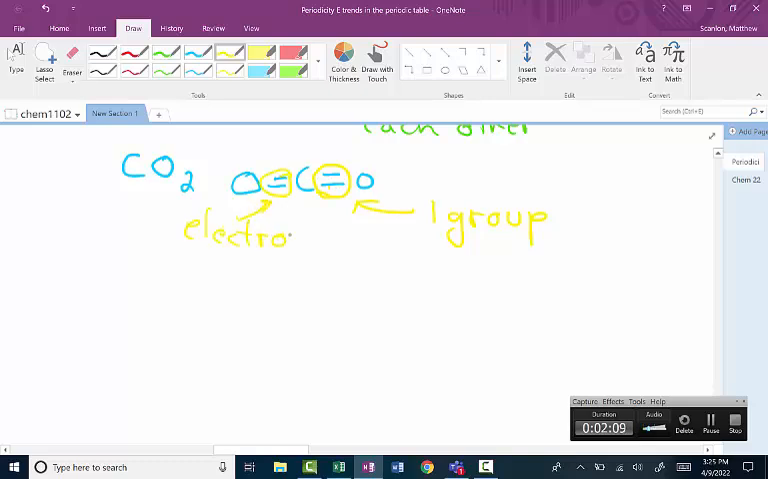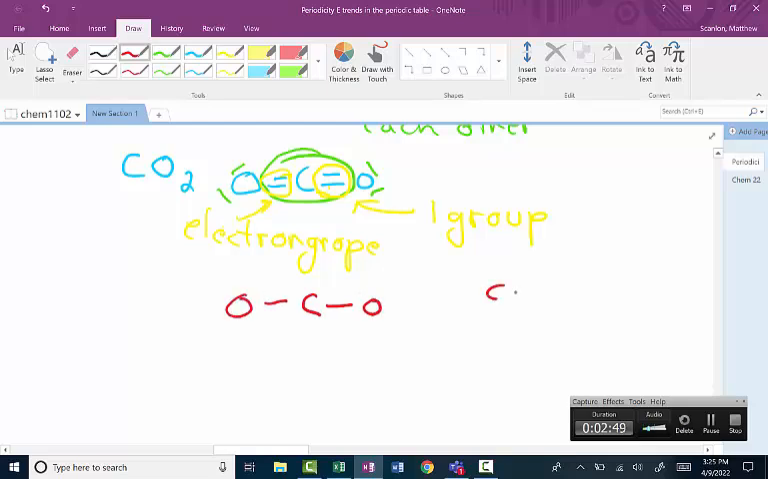I didn't draw my outer electrons, which I'll put in now. There's two here and two here and two here. I'm only interested in the shape about this central carbon atom. So two groups, for the electrons to get as far apart as possible from each other, they're going to be 180 degrees. The molecule is going to put an oxygen here and an oxygen here.